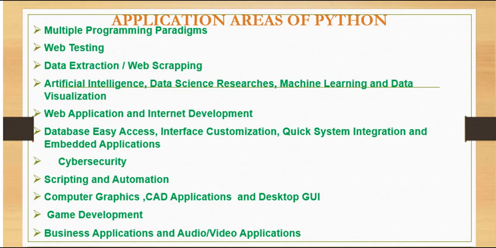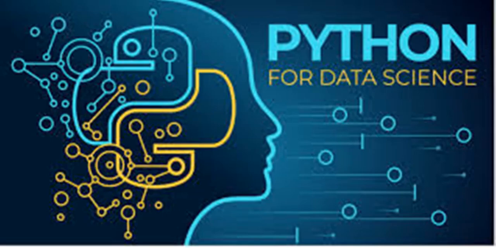Students, now let's understand the most attractive application areas of Python. It is artificial intelligence, data science research, machine learning and data visualization. So we can actually make a machine mimic the human brain, which has the power to think, analyze and make decision. We can make the machine work and function like a human brain, so that it can think, analyze and make decisions.